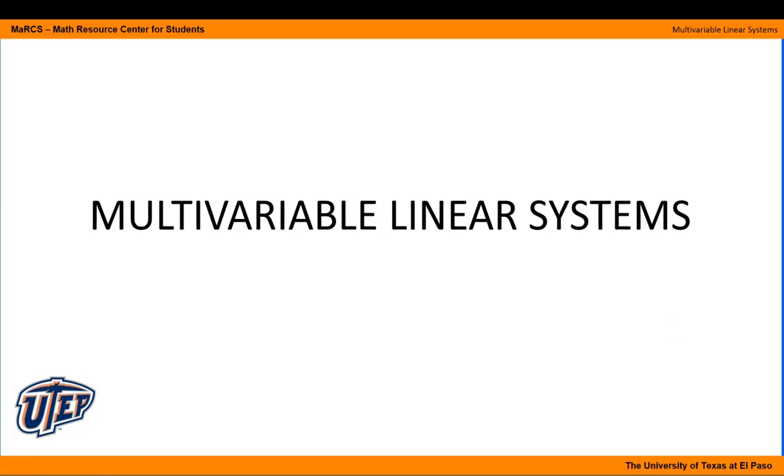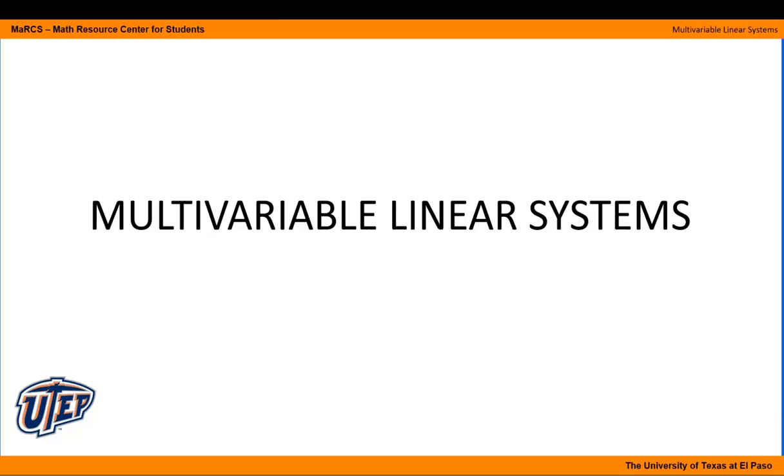Hello, in this lesson we will extend what we learned about systems of linear equations in two variables to systems containing three or more variables. We will learn how to use row echelon form, back substitution, and Gaussian elimination to solve these larger systems. We will also examine systems that have no solution, infinitely many solutions, and systems where the number of equations differs from the number of variables.